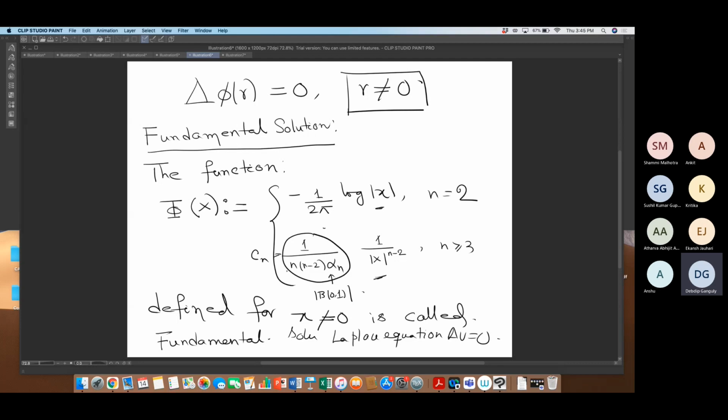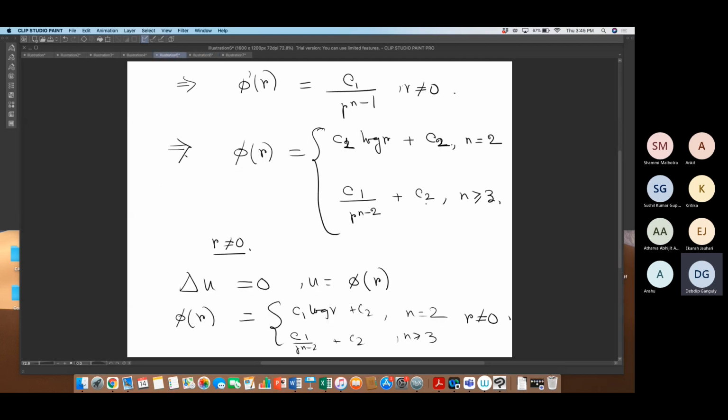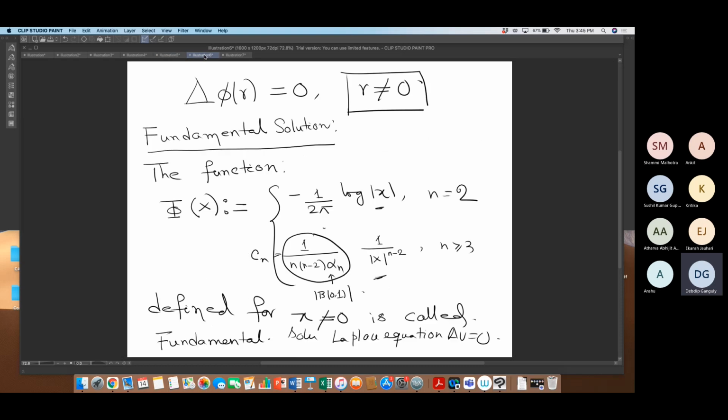So now you can see what I have solved: the same fundamental equation with some constants c1, c2. I can take c2 equal to 0, that is a different story, but you know that the harmonic functions are c1 log r plus c2, and c1 by r to the power n minus 2 plus c2, where r is nothing but mod x, right? So with this motivation in mind I define a new function phi x in this way, and for x not equal to 0, you have to be very careful. For x equal to 0 it is not defined, so we define a function phi x as these equations.